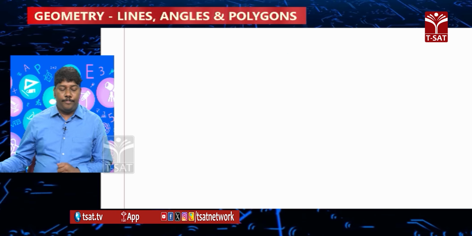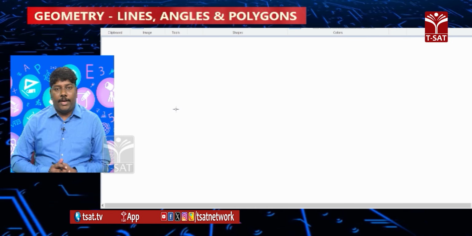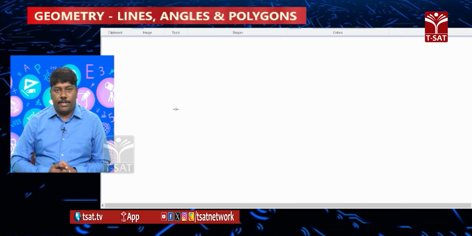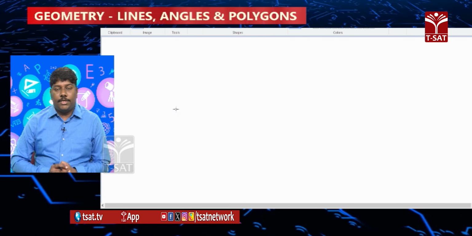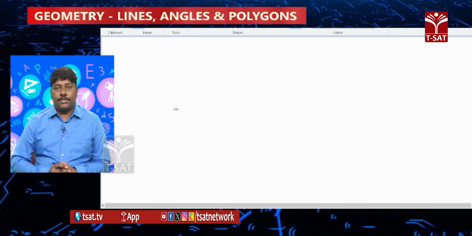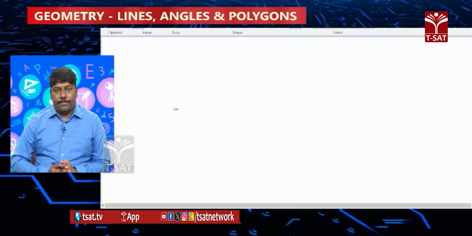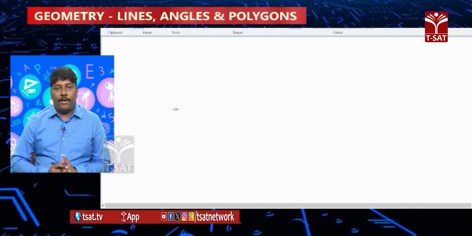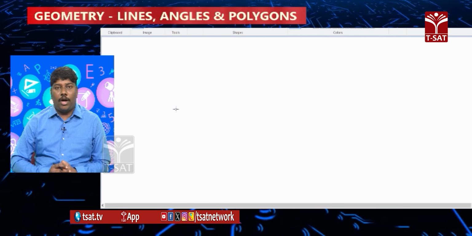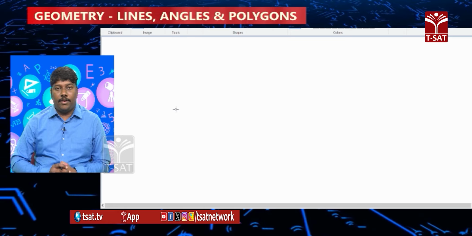Now we'll look at diagonals. First of all, what do you mean by a diagonal? For any polygon, a diagonal is a line which joins the opposite vertices of a polygon. Now if you look at a triangle, it will not have any diagonal because every vertex is adjacent to the other. There is no opposite vertex in the case of a triangle. So the number of diagonals in a triangle is 0.